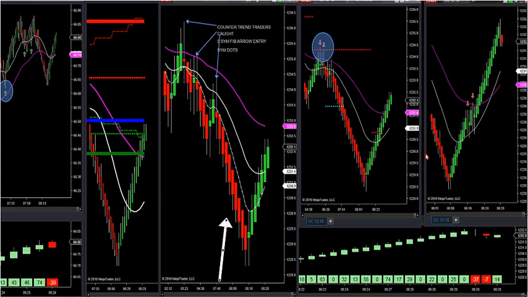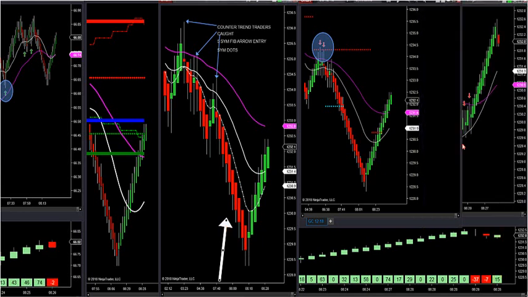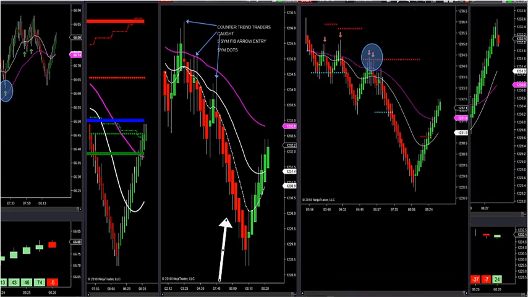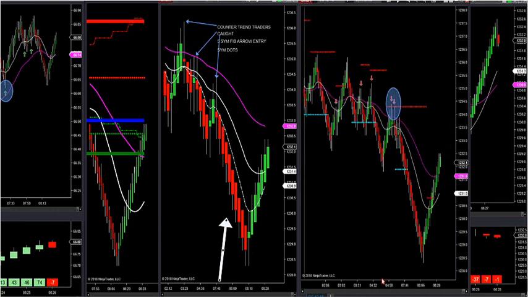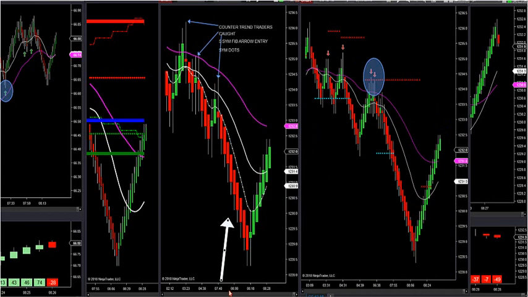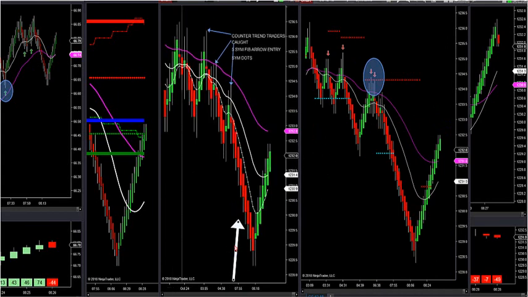Now, how do we look for the setup? We use this next one right next to us, the Fibonacci arrows. The Fib arrows will tell us when to get into the market. And these dots are called sim dots, support and resistance. This is one of our main setups in the room.